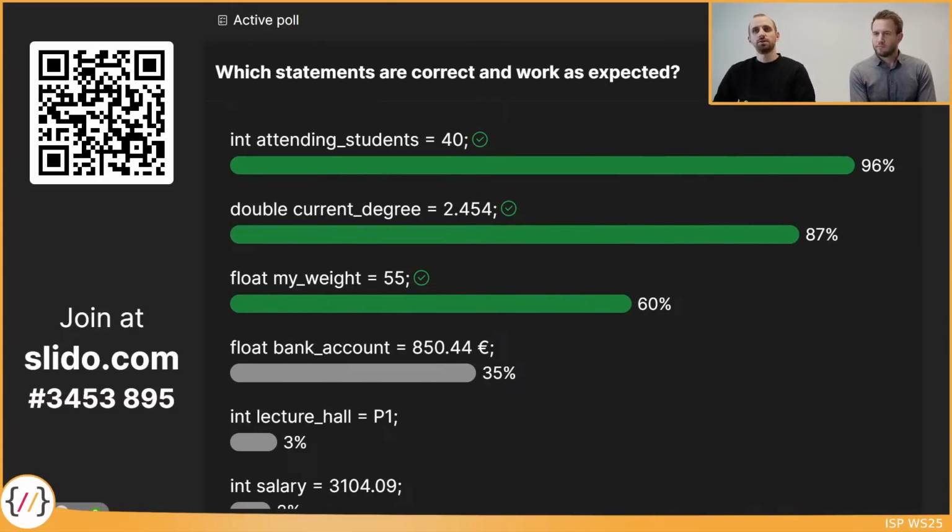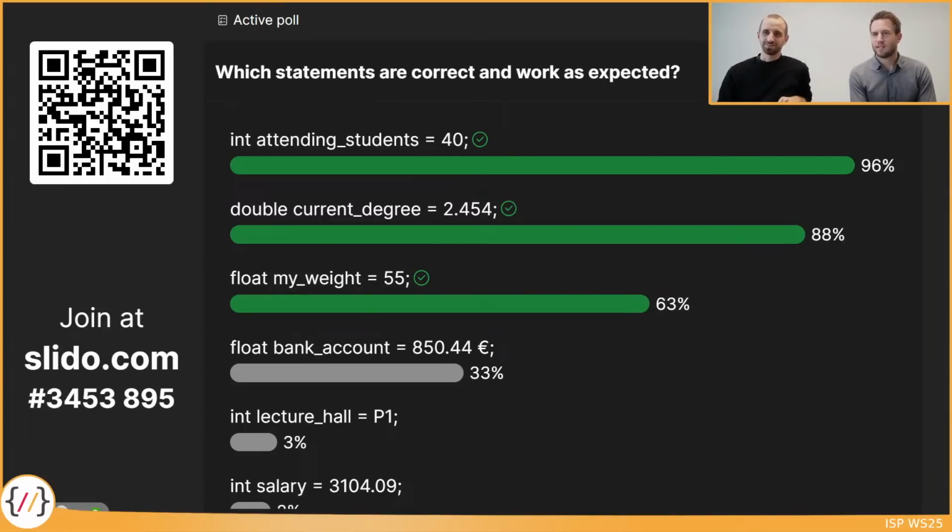Integer attending students is 40. That works because an integer, so it's a Ganzzahl in German. Also the double current degree works. We have decimal places and double can store the decimal place. Wait, oh, that's correct, it works. Okay, I was wrong.